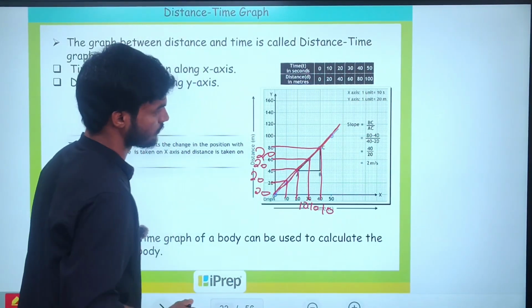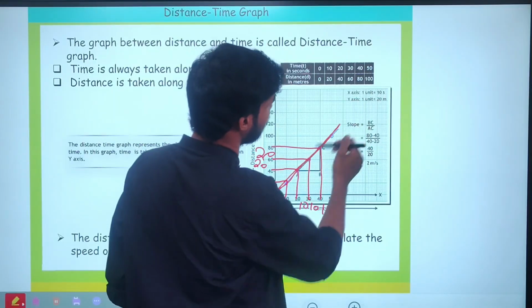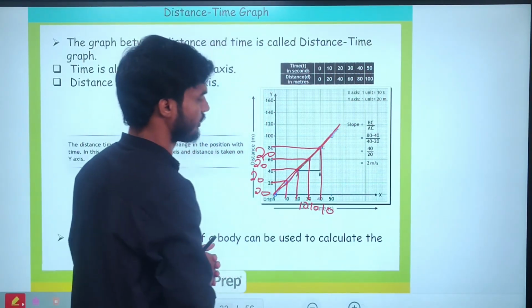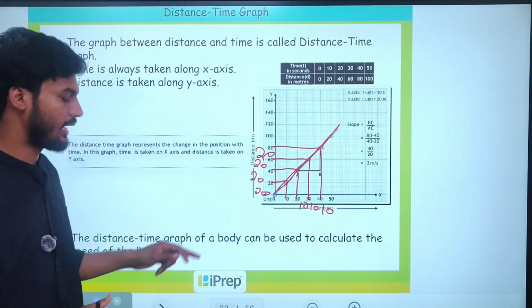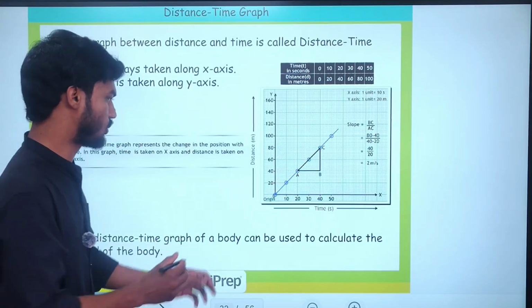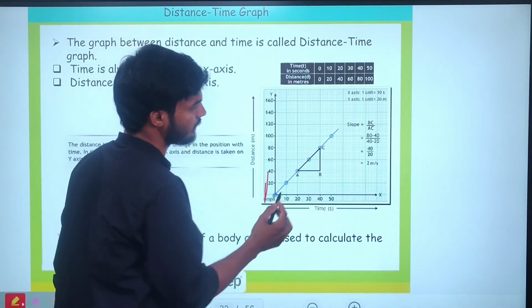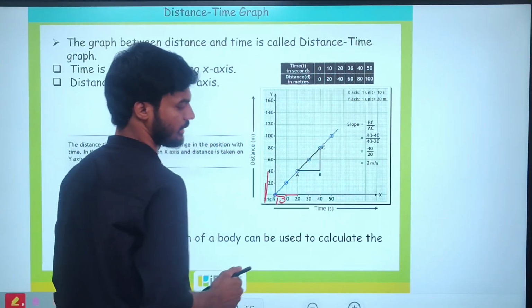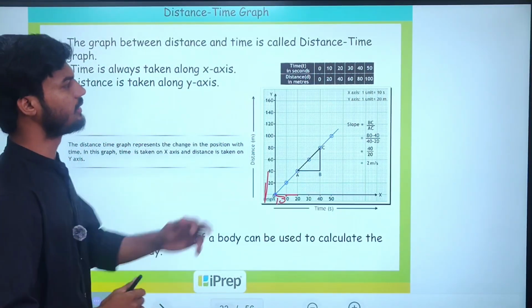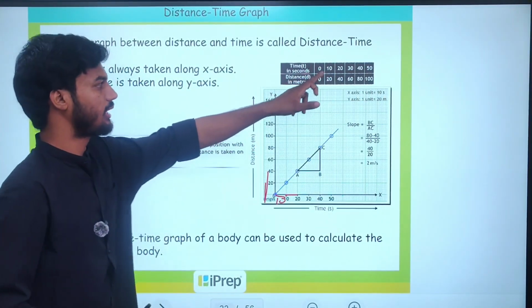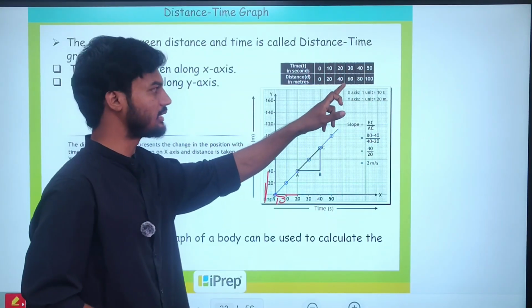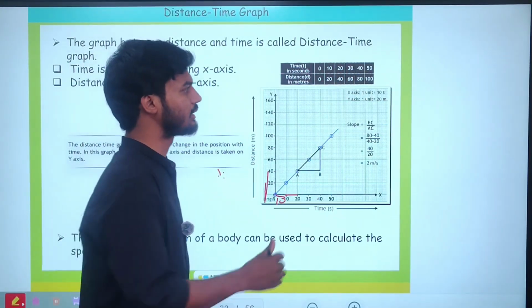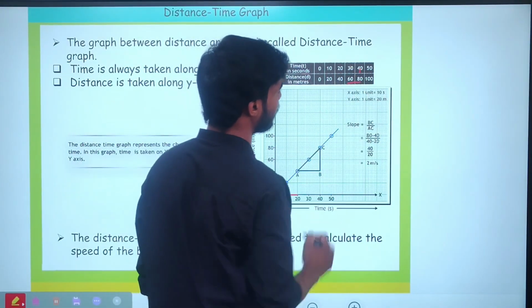Here, on the x-axis it is given 10 seconds, on the y-axis 20 meters. On the y-axis, each unit is taken as 20 meters. On the x-axis, 1 unit is equal to 10 seconds. Clear? Distance for 10 seconds is 20 meters. For 20 seconds, 40 meters. For 30 seconds, 60 meters. For 40 seconds, 80 meters.